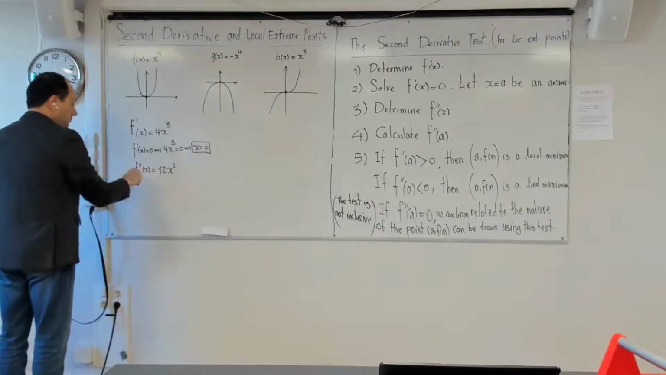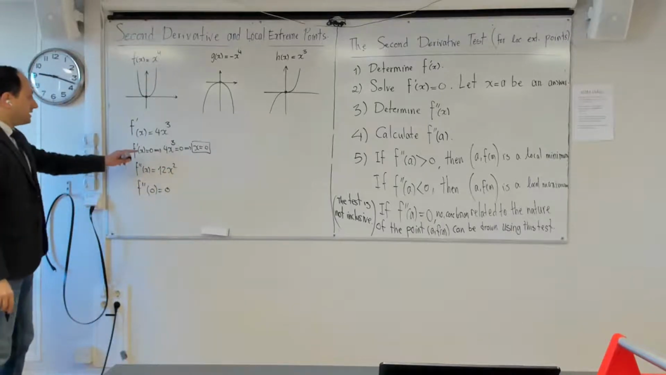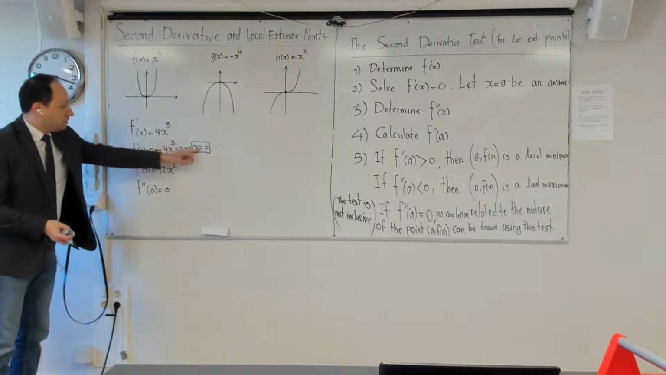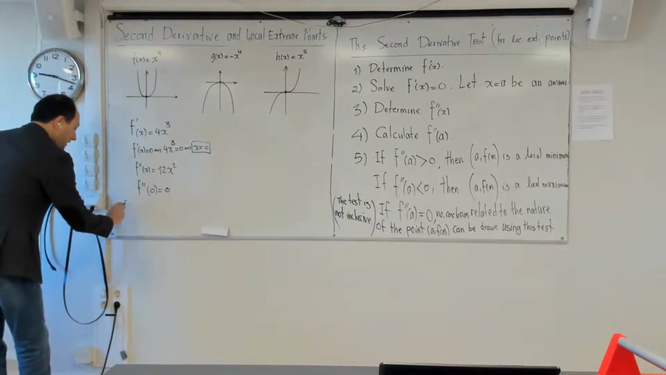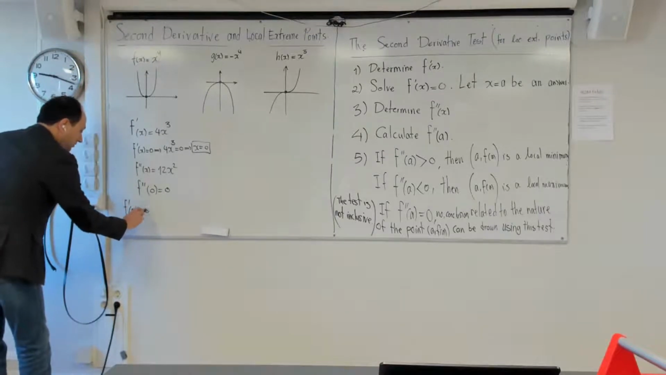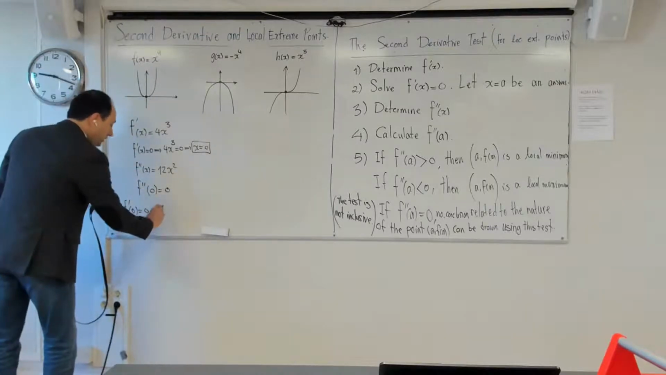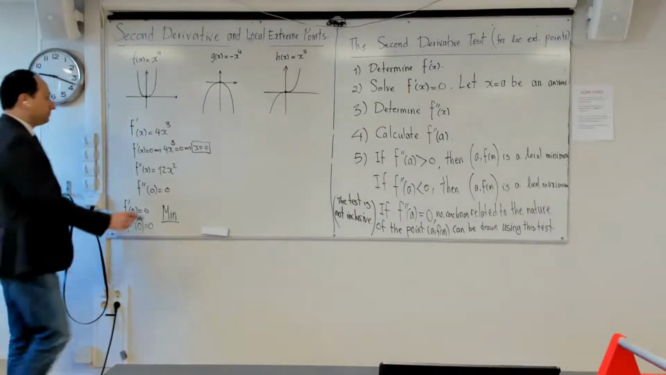And then I put this number there. What happens? 12 times 0 is 0. So if I ask you, what is f prime of 0? f prime of 0 is 0. f double prime of 0 is 0. So you see f prime of 0 is 0. I am unlucky. f double prime of 0 is still 0. What is the nature of the point? The nature of the point is a minimum point. Okay?